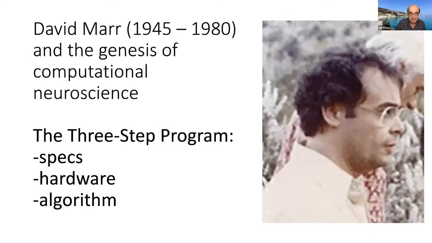Excellent. At around the same time, an ingenious psychologist, computer scientist, philosopher called David Marr laid the foundations. He died very young. He was my colleague at MIT. He laid the foundations of computational neuroscience in the following sense. Basically, he built on the hypothesis that the brain is a computer, and proposed the following: in order to understand a system of the brain, we should go through three steps.